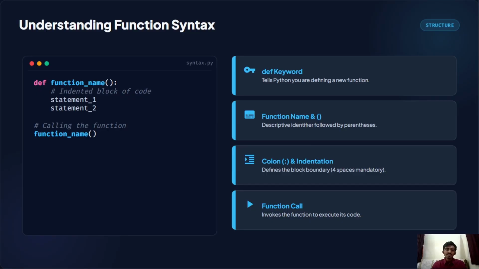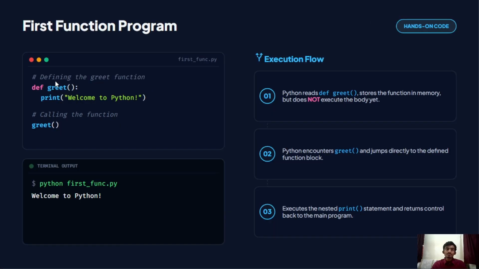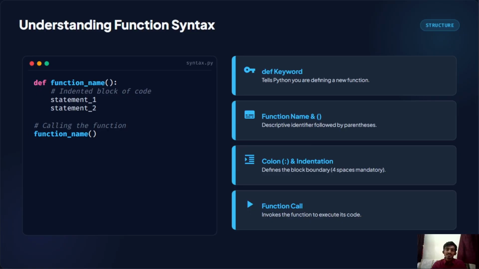So let's start with the first word, which is def. Def stands for define. Whenever Python sees the word def, you immediately understand, okay, the programmer wants to create a new function. Every user-defined function always starts with the keyword def. Without it, Python won't know that you are creating a function.